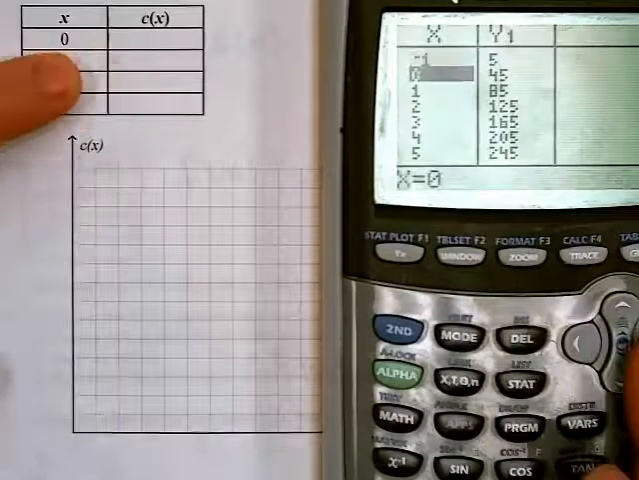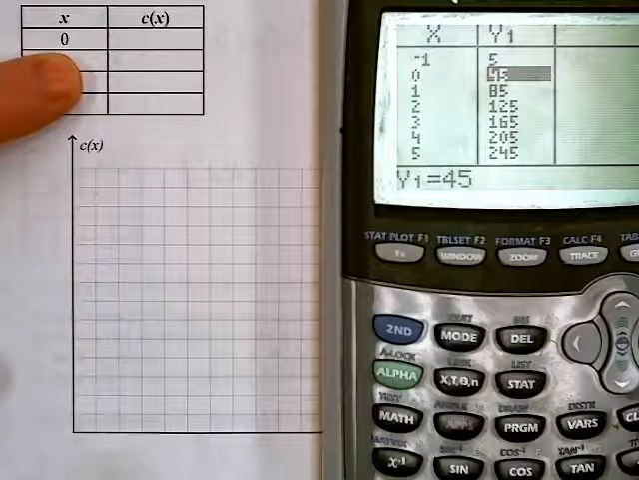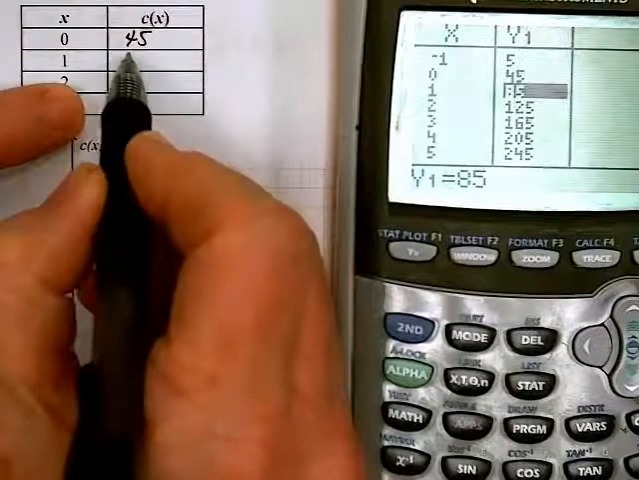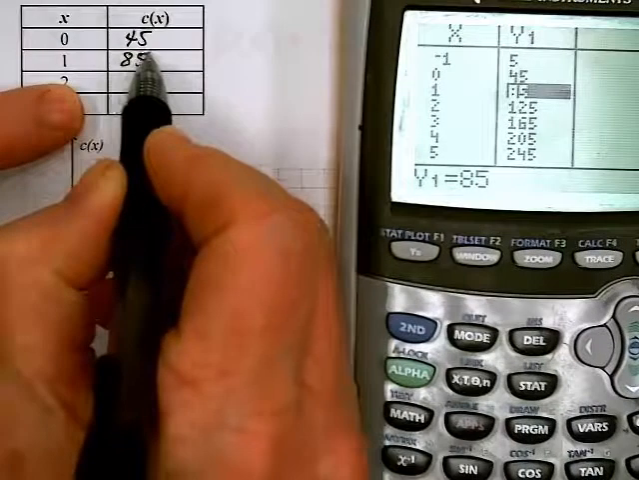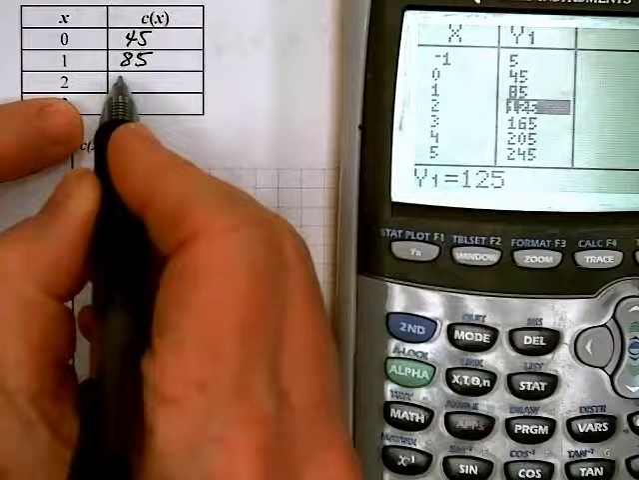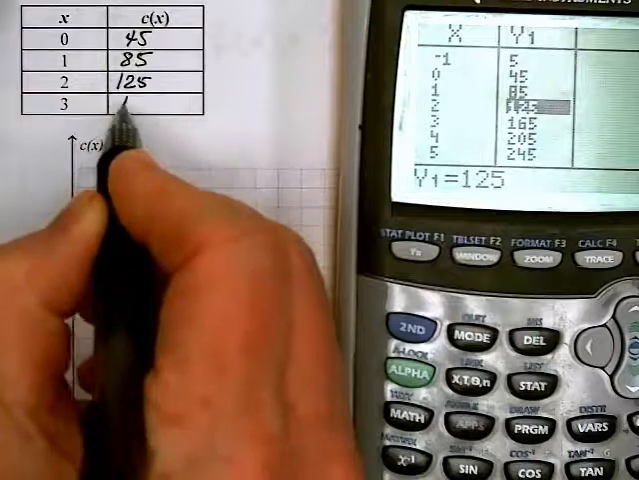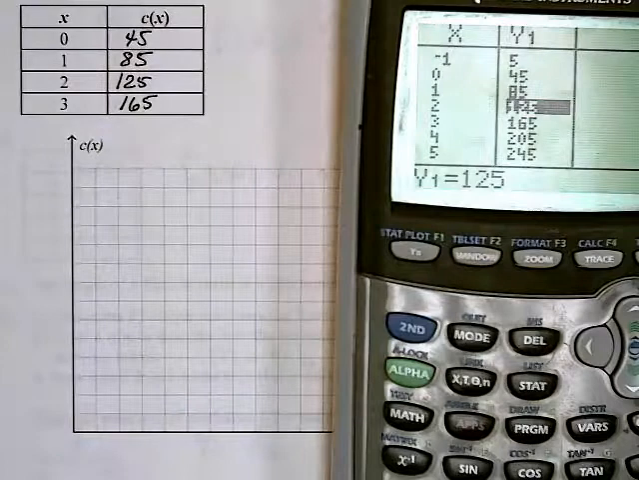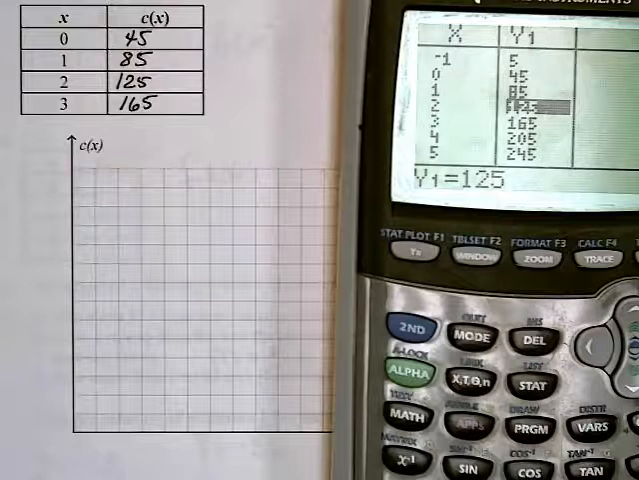And when x is 0, what's the price going to be? 45. When it's 1 hour. When it's 2 hours. When it's 3 hours. How much do those prices go up each hour? $40. And that's the number that we're multiplying by x in the problem.